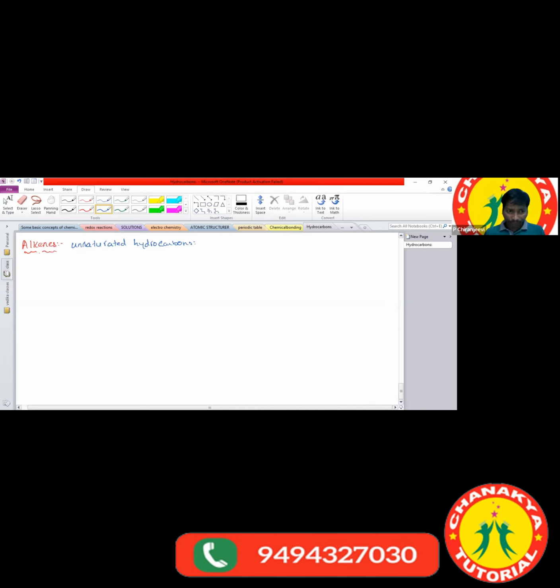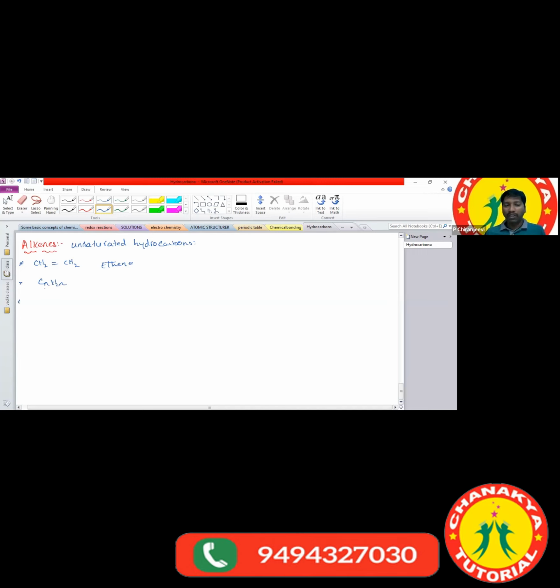Now, what is the simplest molecule of the alkenes? CH2 double bond CH2. The simplest molecule of the alkenes is ethene. What is the general formula of the alkenes? The general formula of the alkenes is CnH2n.